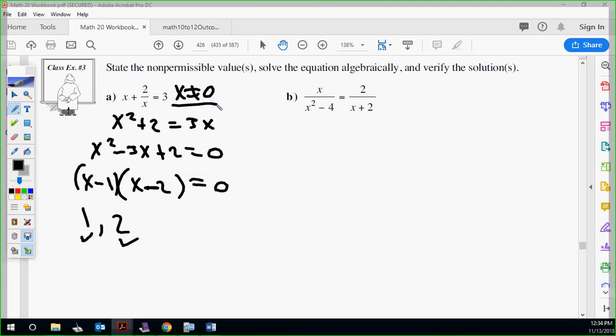Okay, so this one here, so we're going to cross multiply, right? Fraction equals fraction. Okay, so I'm going to go x times x plus 2 equals 2 times x squared minus 4. Okay, so there's a couple of things you could do here, but I'm just going to go ahead and distribute and simplify. It'll work out just fine that way.